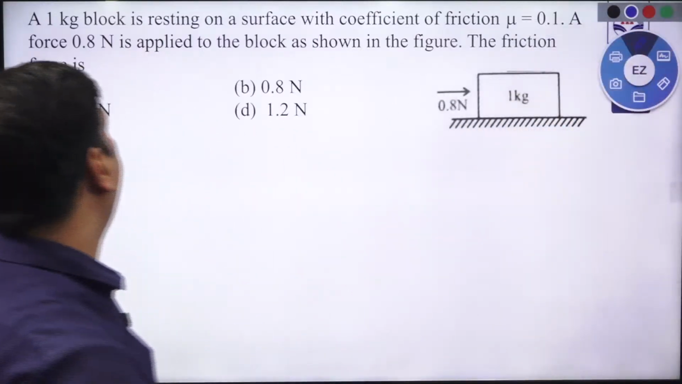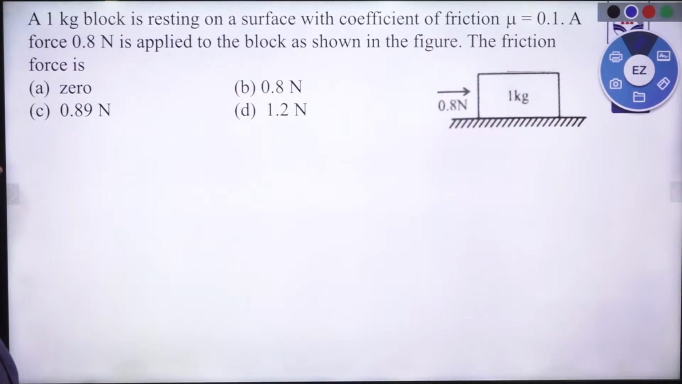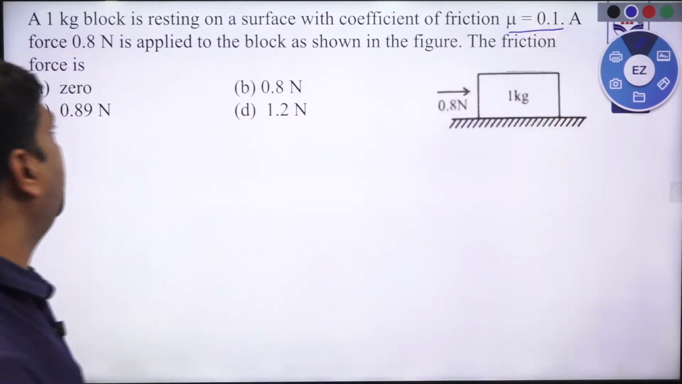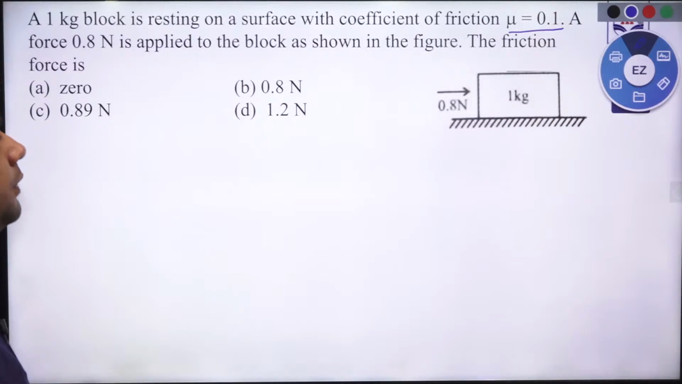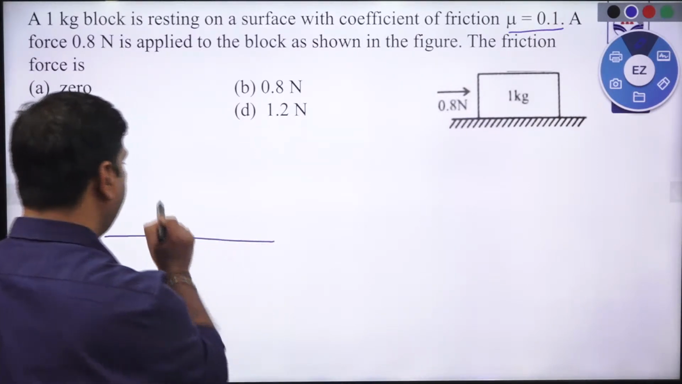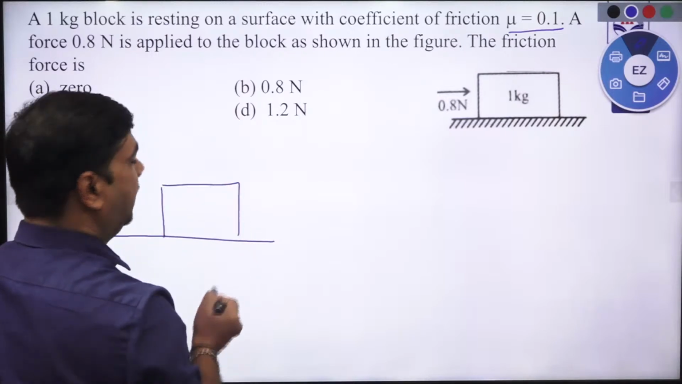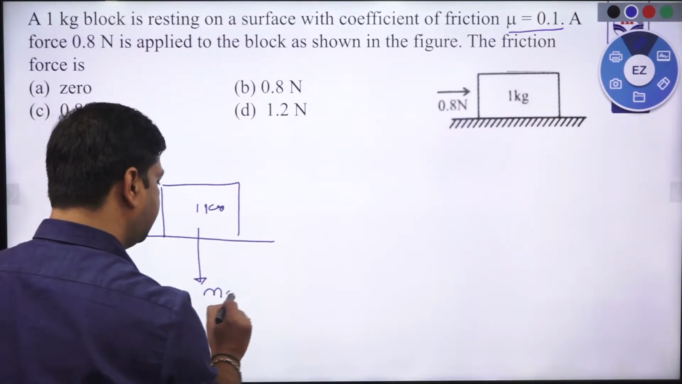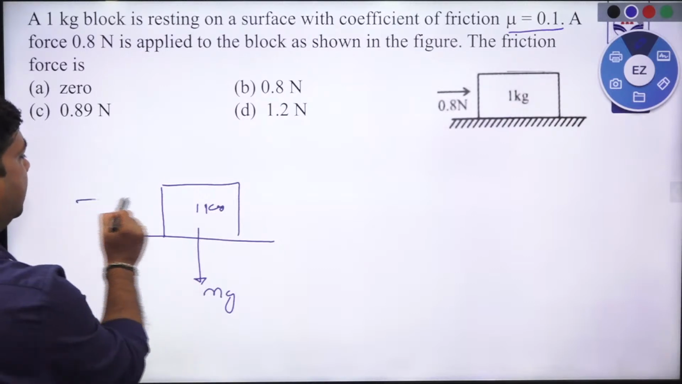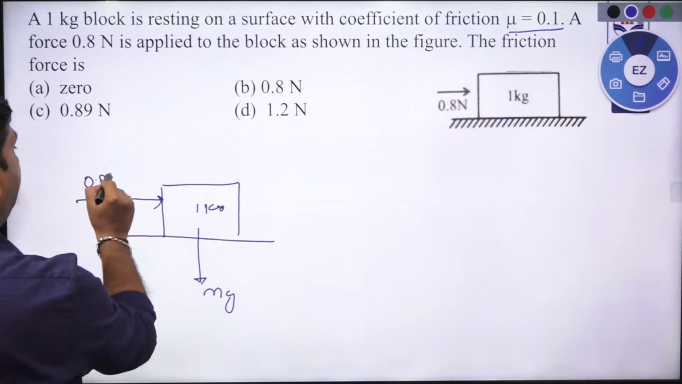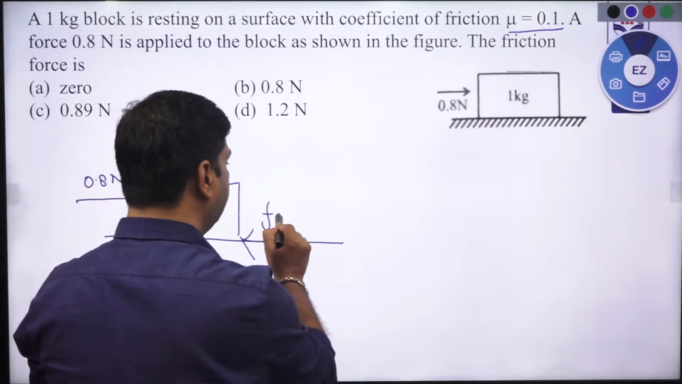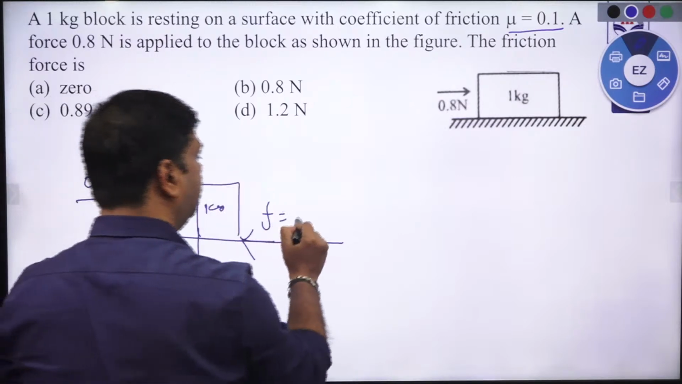a 1 kg block is resting on a surface with the coefficient of friction equal to 0.1. Mu is given as 0.1. After that, a force of 0.8 Newton is applied to the block as shown in the figure. If I just draw the FBD of that, this is my block having 1 kg mass, right? The mg is acting like this, right? If a force having a magnitude of 0.8 Newton is applied here, the friction force acts at that surface, and this friction force is equal to mu into N.